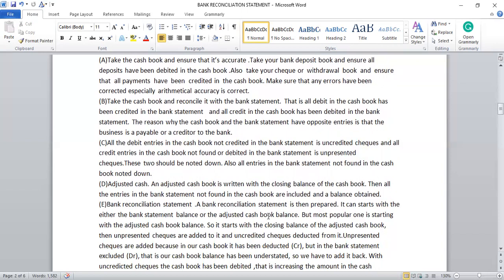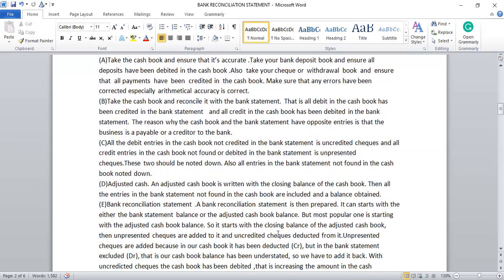A bank reconciliation statement is then prepared. It can start with either the bank statement balance or the adjusted cash book balance. But the most popular one is starting with the adjusted cash book balance. That is very, very popular. Starting with the bank statement balance is not popular. So let's see how you do it.